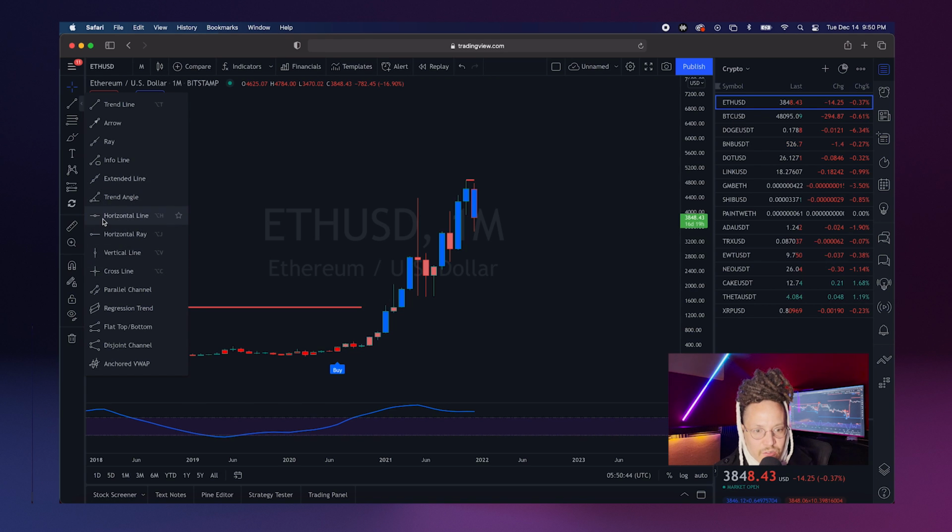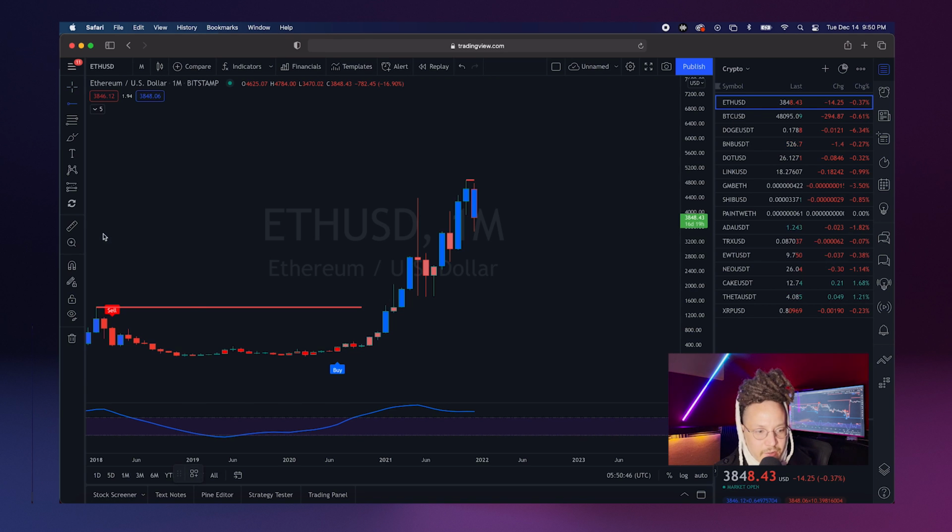I like to use my horizontal ray, and here it is. So I'm just going to mark this one up. We're going to do another one here that's very clear. You could see the rejection that happened here and it became support there. Now the next area that is very clear to see is right here, and the next area that is clear to see is right here, and might as well do the top.